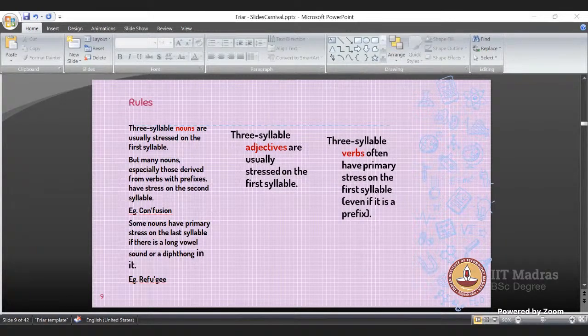How about this one? Logy. Psychology. Where do you think it takes the stress? Extremity is also a good example. Productivity is a good example. Right before the suffix.